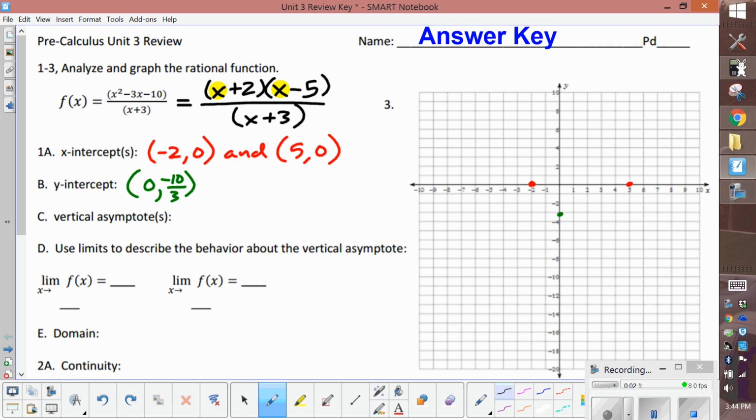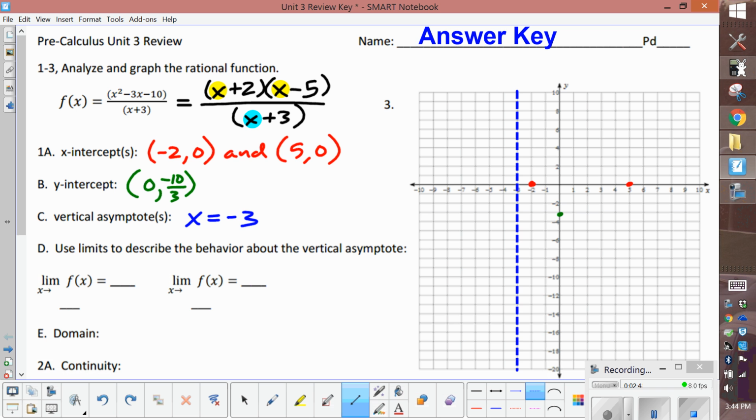Okay, vertical asymptotes. What would create a 0 in the denominator? And in this denominator, it's x equals negative 3. Now, often people will say, I thought we couldn't have negative 3 for an x value. This is true. But what that x equals negative 3 is, that is the equation for this vertical line right here that the graph can never cross, called a vertical asymptote.